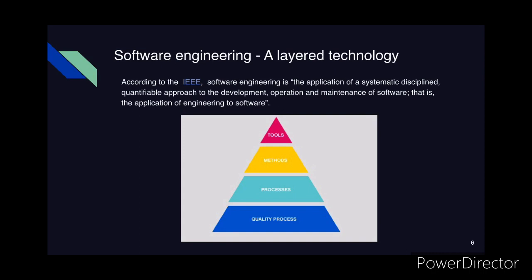There are basically four different layers of software engineering, and the most important layer of software engineering is the quality process or quality focus. This layer is the fundamental layer for software engineering. As we talk about quality, that can be of two types, functional and non-functional.